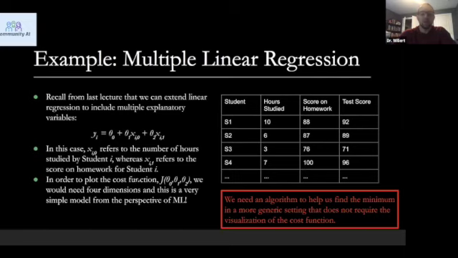So in order to plot this cost function, the cost here is a function of 3 parameters now, theta 0, theta 1, and theta 2. And we would need 4 dimensions to be able to plot this. So we can't do that. And still, this is one of the most simple algorithms in machine learning. We haven't even started discussing something more complex like artificial neural networks. And we already have 3 parameters that we have no hope for visualizing. So we need an algorithm that helps us find the minimum in a more generic setting that doesn't require visualization. So how do we do that?